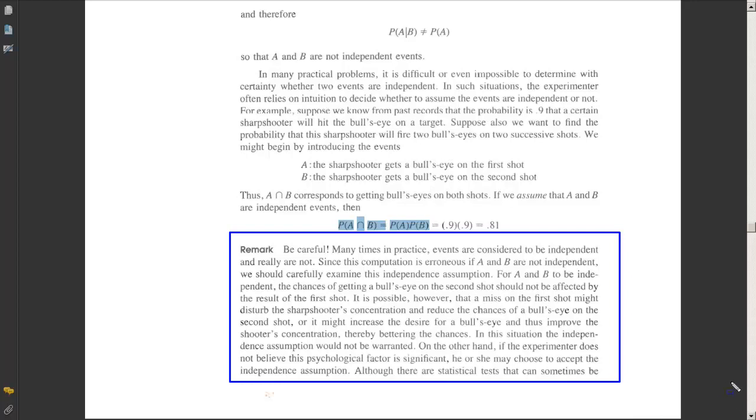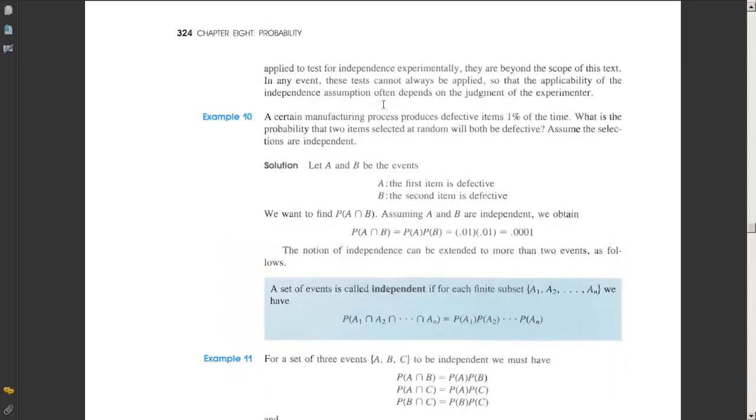Although there are statistical tests that can sometimes be applied to test for independence experimentally, they are beyond the scope of this text. In any event, these tests cannot always be applied, so the applicability of the independence assumption often depends on the judgment of the experimenter. Okay? I'll let you read this example 10, and let's go down to here.